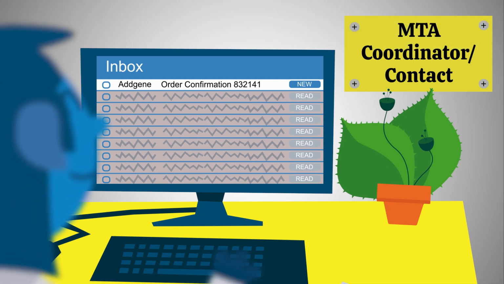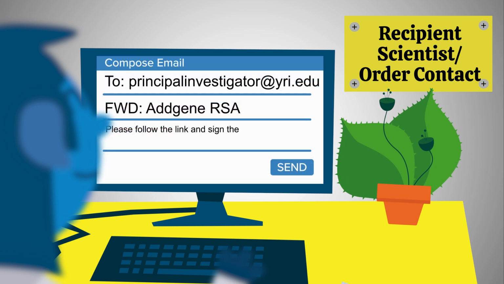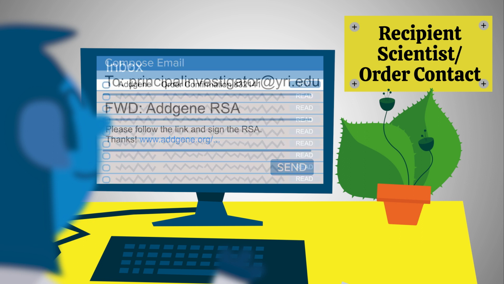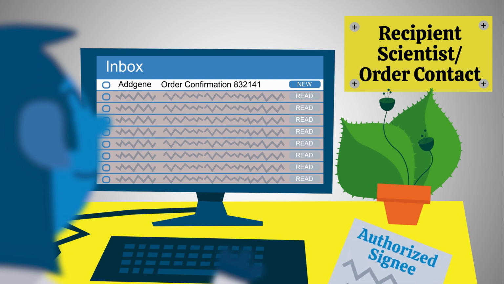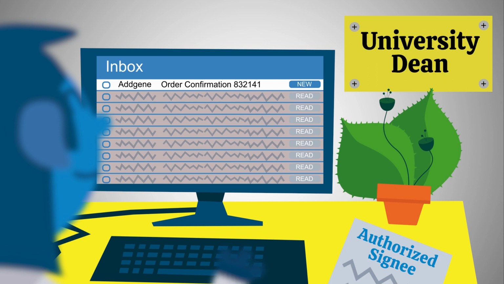Usually we send this to an MTA coordinator or contact for the institution. If we don't have an MTA contact on file, we'll send the MTA directly to the recipient scientist and order contact, who can then pass it on to the authorized representative. The signatory must be authorized to sign intellectual property legal agreements on behalf of the entire institution. Usually this is an MTA contact, or an authorized signatory in the legal or tech transfer office. For institutions that do not have these departments, a dean or department head may be authorized to sign the MTA.